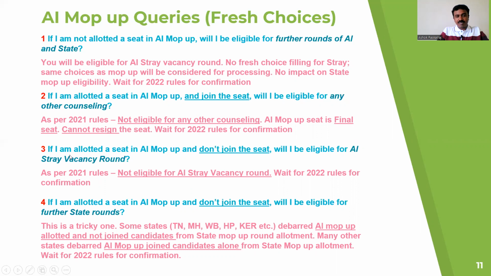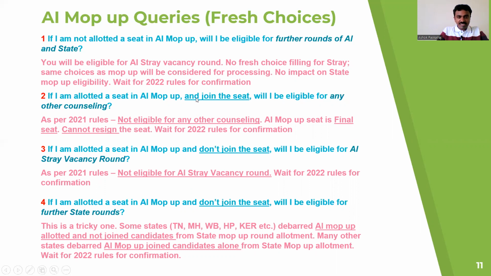The third possibility is, you are allotted a seat in All India Mop-up and you decide not to join the seat. For some reason, you had filled in choices which should not have happened, but you filled in choices and then you decide not to join the seat. Will you be eligible for AA Stray Vacancy round? No. If you are allotted a seat in All India Mop-up, you will not be eligible in Stray Vacancy round.